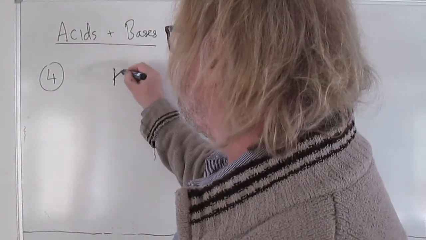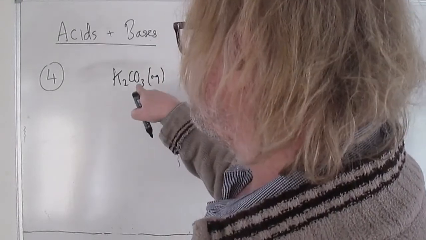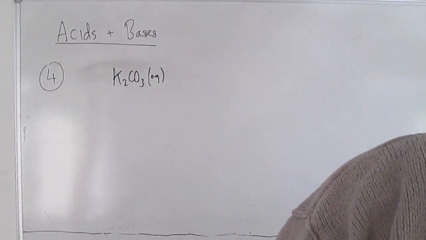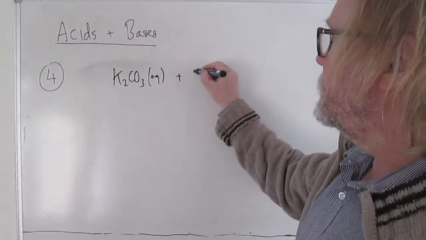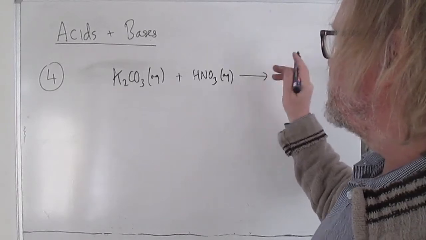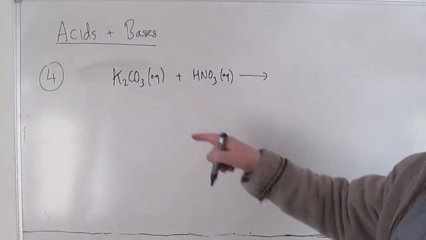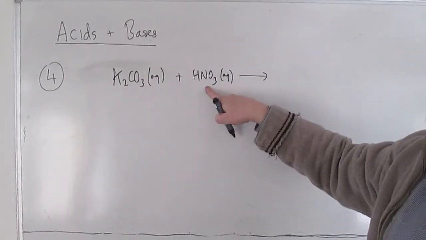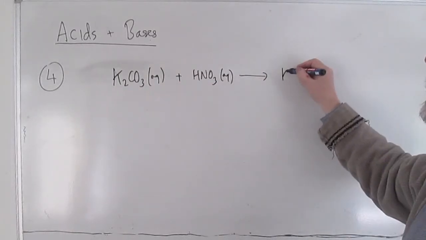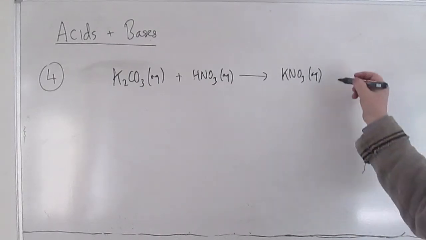Aqueous potassium carbonate, K2CO3, 2K+ to balance CO3 2-, plus nitric acid, which is HNO3. Again, for these acids, it doesn't always say aqueous, but you have to assume that they are. So acid plus carbonate goes to salt plus CO2 plus water. So we're going to get potassium nitrate as the salt, K+, NO3-. So 1 plus 1 minus, so it's just KNO3 aqueous plus CO2 plus water.